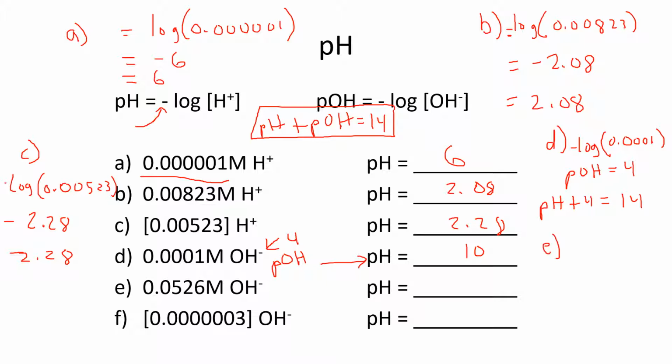All right, let's do E. Same way. Negative log of the concentration, 0.0526. What do you guys get? -1.27. Okay, so your pOH is 1.27. What is your pH? So pH plus 1.27 must equal 14.